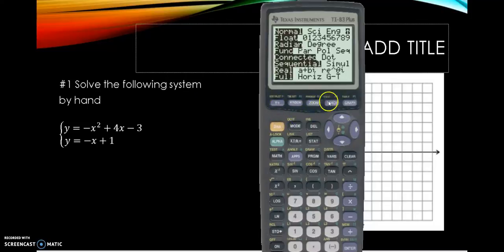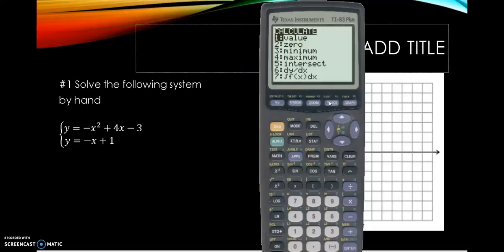I'm going to go to second and then calculate, or second trace, and I'm going to scroll down to where it says intersect because I want to find the point of intersection and press enter. Now it's asking me if this is my first curve, but before I say yes, it is my first curve, I want to get that cursor, that little spider on the graph, to be close to this intersection point. So is this the first curve? And I'm going to click enter.